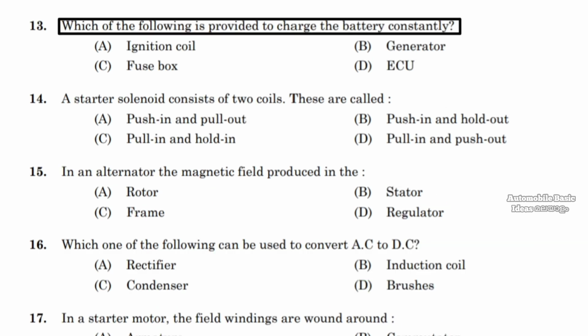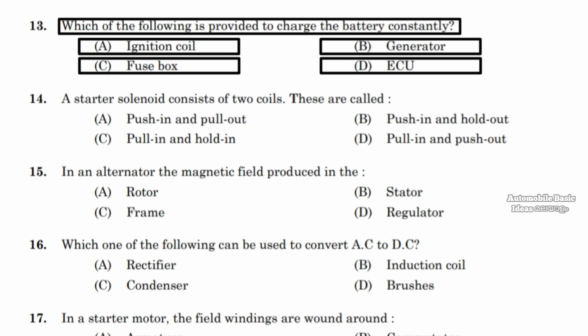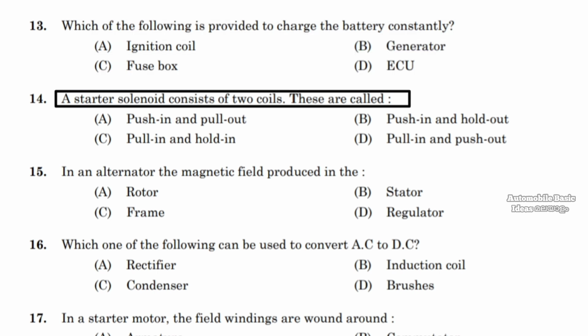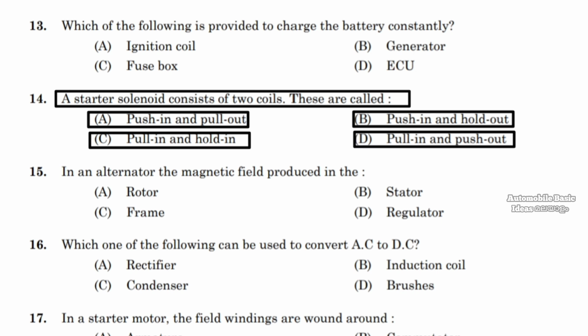13. Which of the following is provided to charge the battery constantly? A. Ignition coil, B. Generator, C. Fuse box, D. ECU. Answer B. Generator. 14. A starter solenoid consists of two coils. These are called A. Push in and pull out, B. Push in and hold out, C. Pull in and hold in, D. Pull in and push out. Answer C. Pull in and hold in.